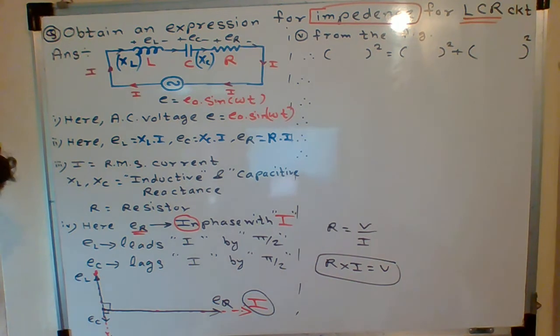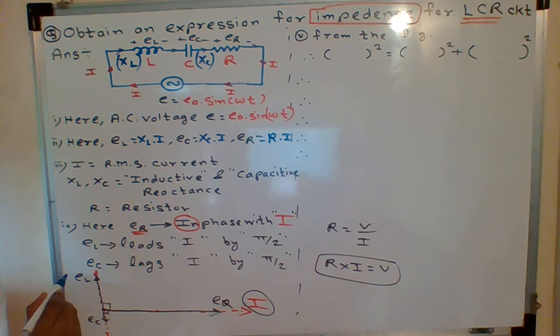So students, what we observe, suppose I told you EL value is 5, EC is minus 2. So what is 5 minus 2? Will you say 3? So this particular point will be EL minus EC.